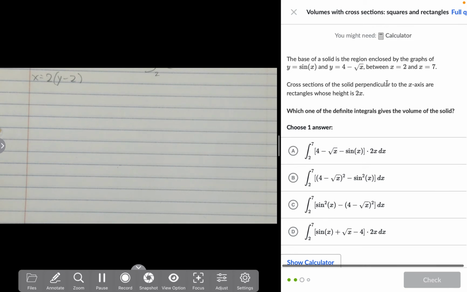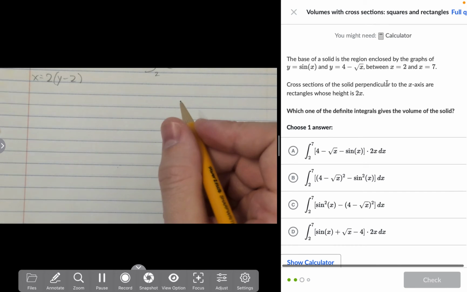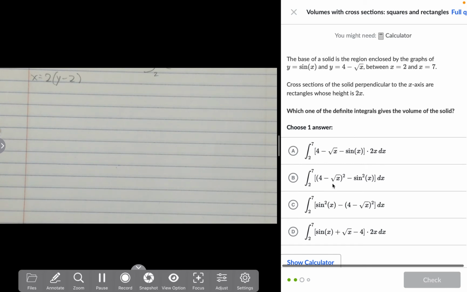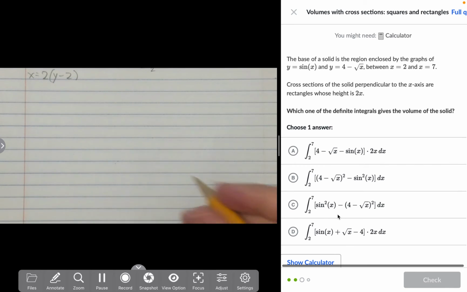All right, so this time notice that they're just describing it. They're not actually giving us a picture. So this one still isn't going to be too bad. The thing is, this time they tell us it's a rectangle. It looks like what we're going to have to be concerned with is which of these functions is higher than the other. Because that's going to dictate what our order of subtraction is going to be, because it always needs to be higher minus lower.